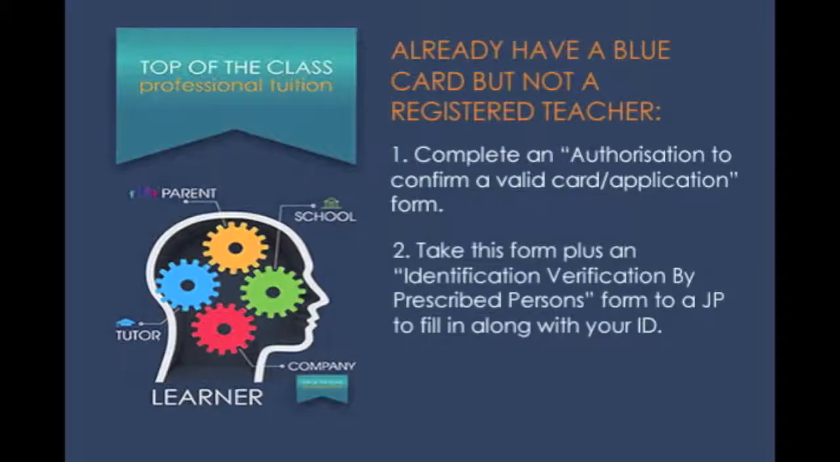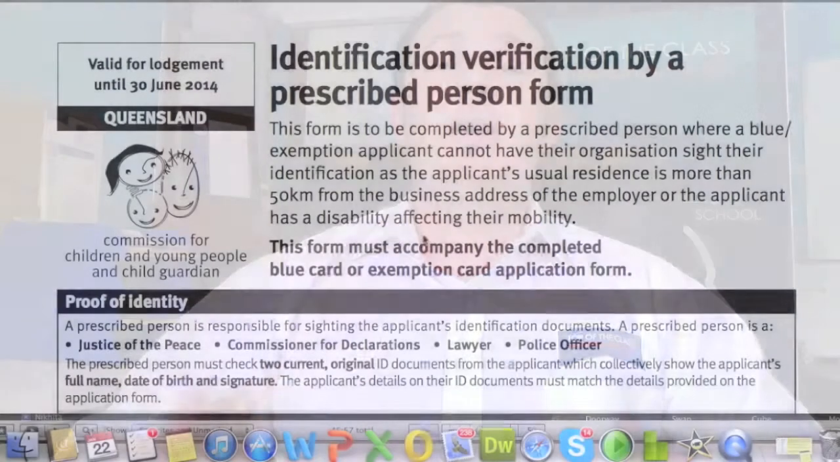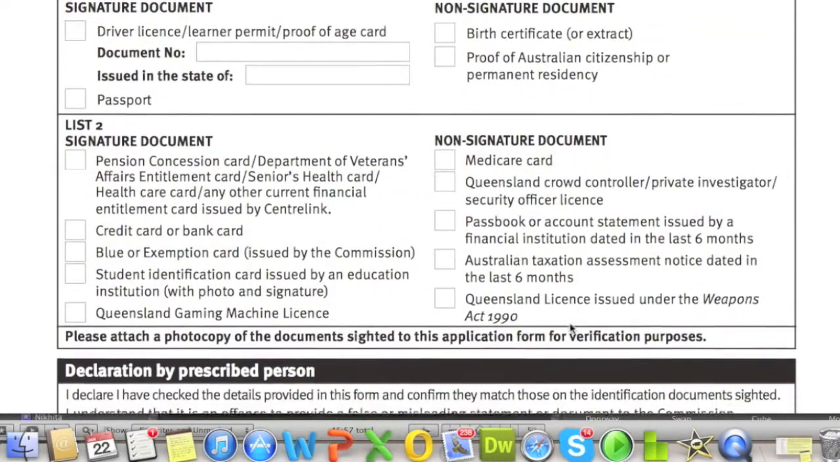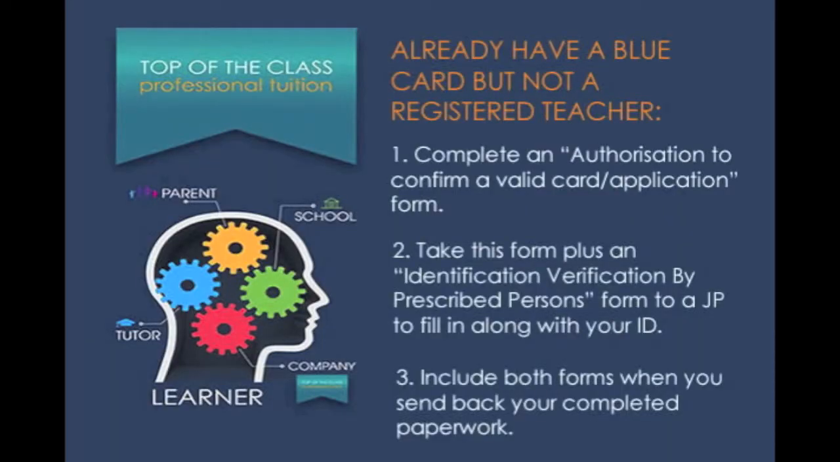In addition to that form, you'll also need to get an Identification Verification by Prescribed Person form. So no matter what category you fall into, you'll need that Prescribed Person form. You take that to the JP, they fill out the details, sign your ID, etc. And then you send both forms back to us.